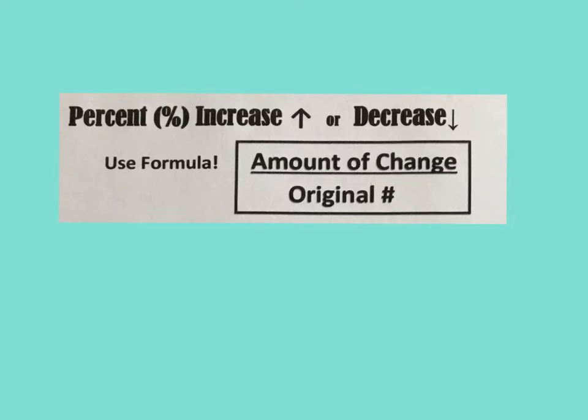Solving percent increase and decrease problems involves using a formula to help you solve these. So the main part of the formula is the amount of change between two numbers or two prices over the original price or the original amount that something started at. So let's try some examples.